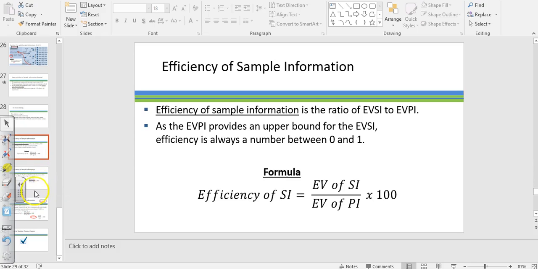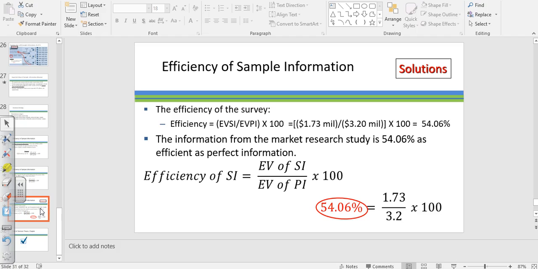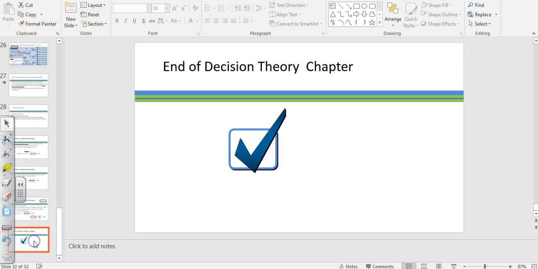And actually they probably have the calculation done. Using the EV of PI and EV of SI found in the previous slides, what is the efficiency? So, same thing. The efficiency of the survey, they kind of draw it out here, but really it's just this simple right here. 1.73 divided by 3.2, and then multiply by 100, and you get 54.06% efficiency of SI. And that's it. That's the end.